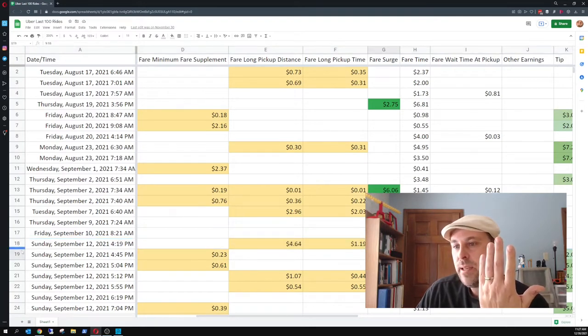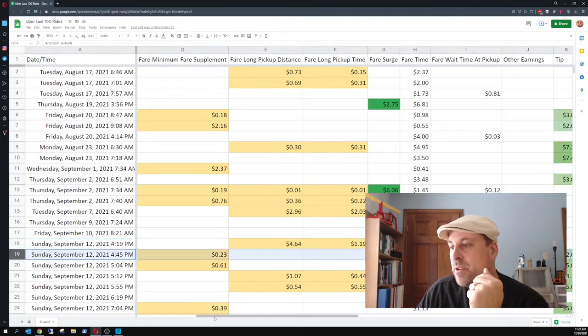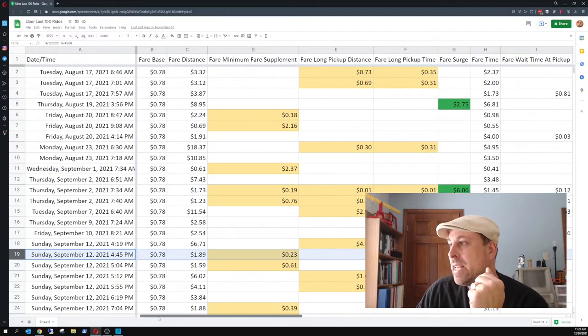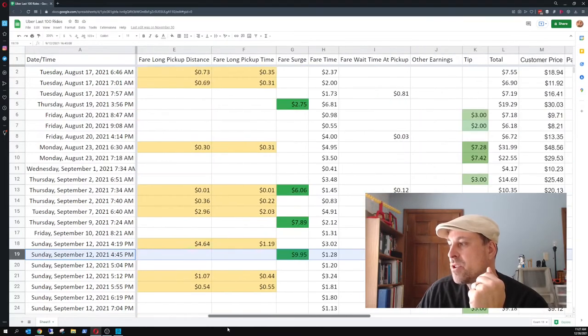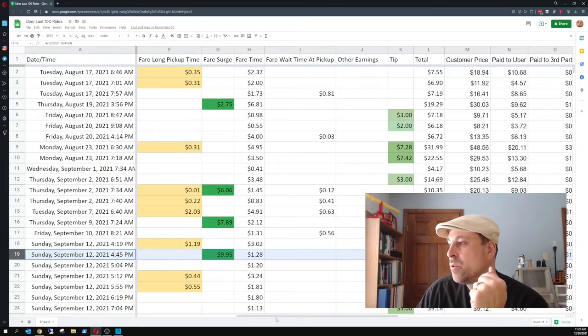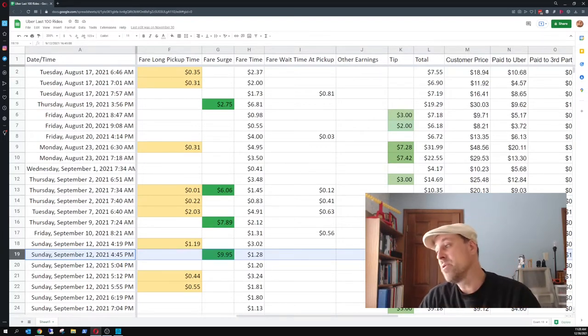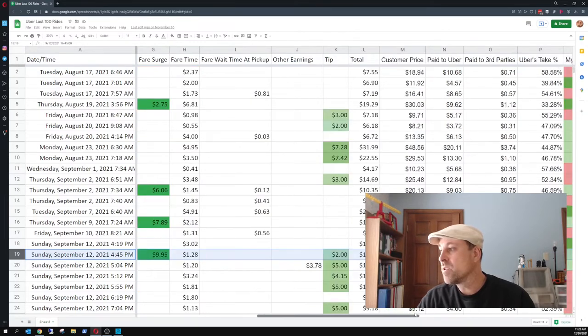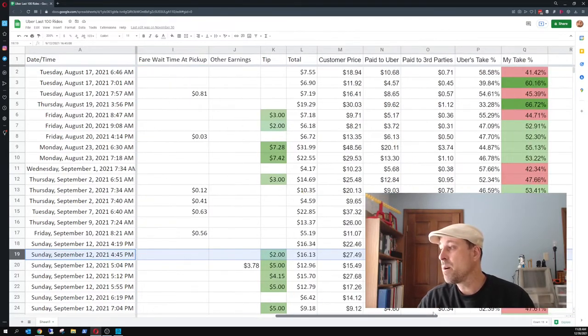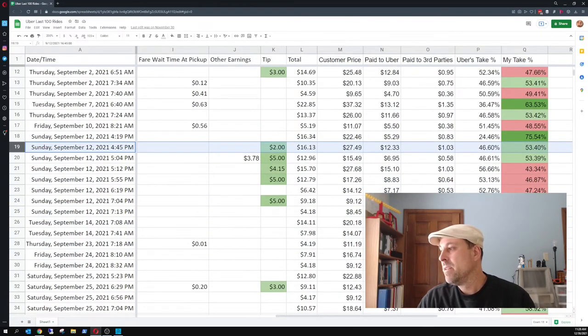Here's one that same afternoon where I got $9.95 in surge, and the total I received with a tip was $6.13. The customer paid $27.49. Uber took $12.33. There was over a dollar in fees to third parties, so I made about 53.4% of what the customer paid.